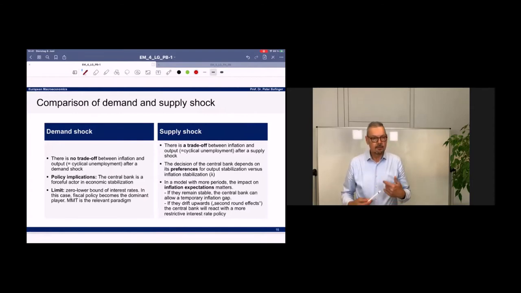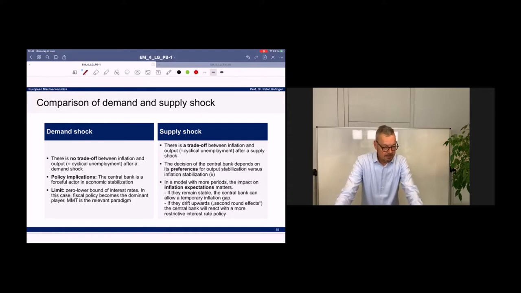So, okay, so then we can now summarize the main implications of the model. If you have demand shocks, no trade-off. Supply shock, there is a trade-off. How the trade-off is solved depends on the preferences of the central bank for inflation stabilization versus output stabilization. And what's also important is of course the Keynesian flair of these models: the central bank is a forceful actor in economic stabilization. It can control the whole system.